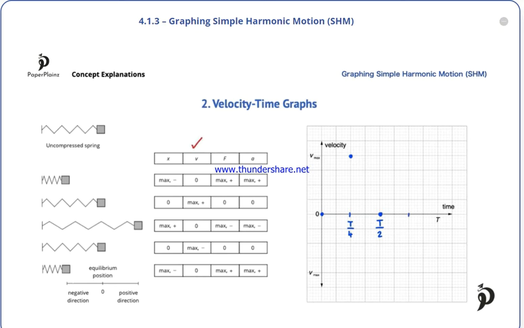Then at the fourth position, at 3t over 4, the object is again at the equilibrium position, this time moving to the left. Looking at the second column of the table, we can see that velocity is at its maximum negative value, so here. Finally, after a full oscillation at t, the spring is fully compressed, the object stops for a moment, so velocity is 0.